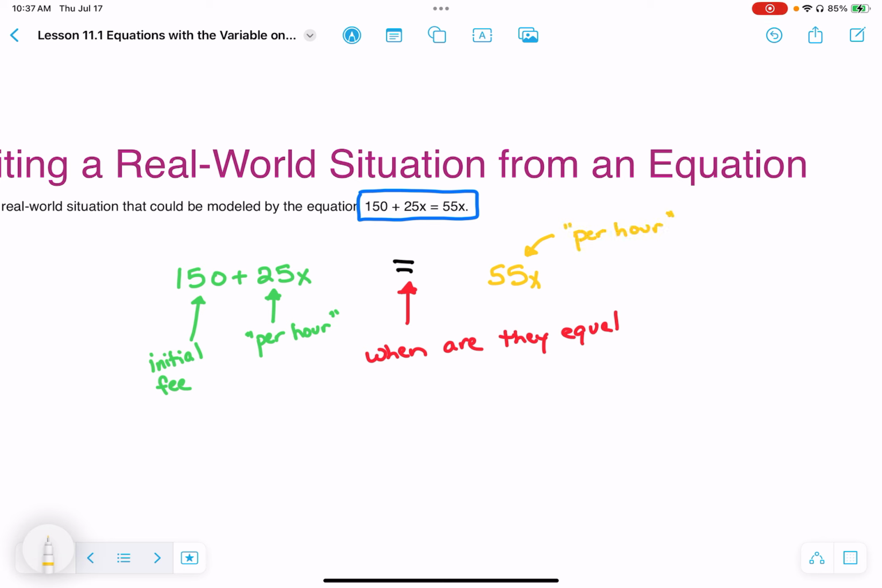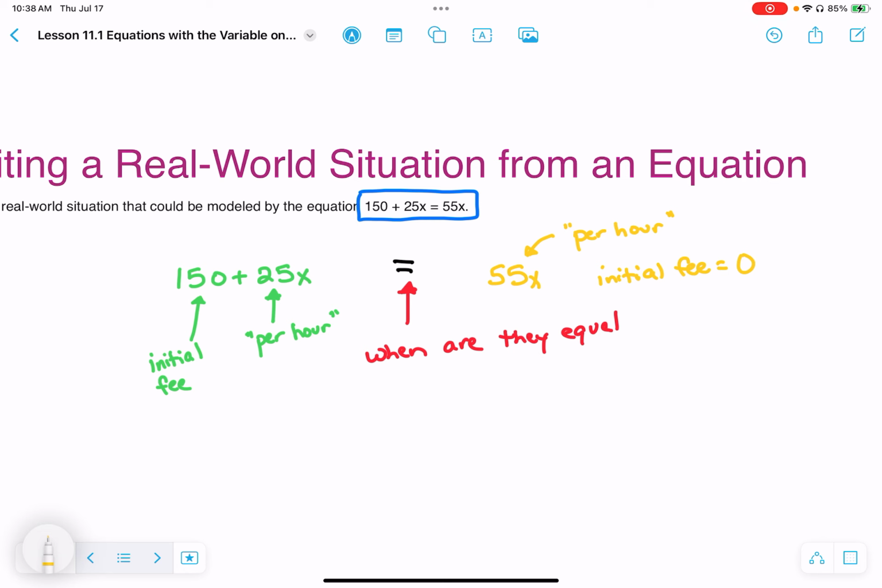But the initial fee does not exist, or it does, but it's zero because this one does not have a constant added on to it. In other words, it's not 55x plus 40 or something. It's just 55x, which is the same thing as 55x plus zero. So the situation that I want to write is I want to come up with something where one thing has an initial fee and a per hour, per minute, per second cost, and the other thing just has a per hour, per minute, per second cost. And my question is going to be, when are these two things equal?